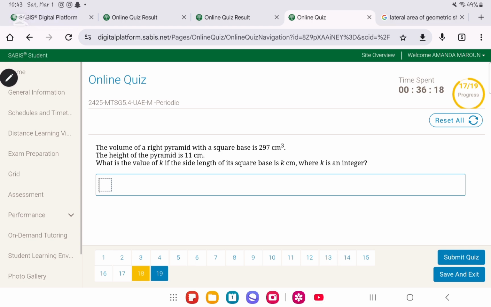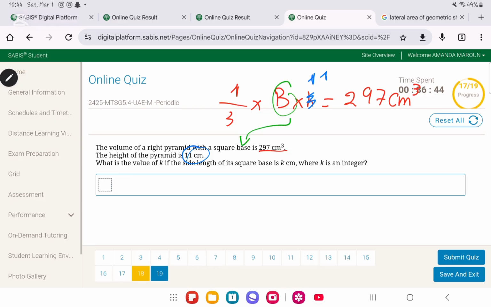Now, this is a very interesting question. They said the volume of a right pyramid with a square base is 297 centimeters cubed. Remember, the volume of a right pyramid is 1 over 3 times the area of the base, denoted by b, times the height. They said the height of the pyramid is 11 centimeters. The base is a square, so its area is side squared. So now it's 1 over 3 times side squared times 11 is equal to 297.